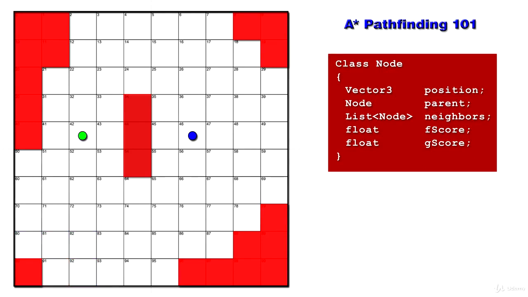Now, on the right hand side of the screen you can see what a simple node structure might look like. There are a few members here that we're going to discuss in a moment, but for now we're just going to focus on the position vector, which describes the position of the node center point in world space, and the list of neighbor references, which contain up to 8 node references to the neighbors. We're going to discuss the parent node reference and the F-score and the G-score a little later, but hopefully from this simple structure you have an idea of what this graph might look like and how the nodes are connected in memory.